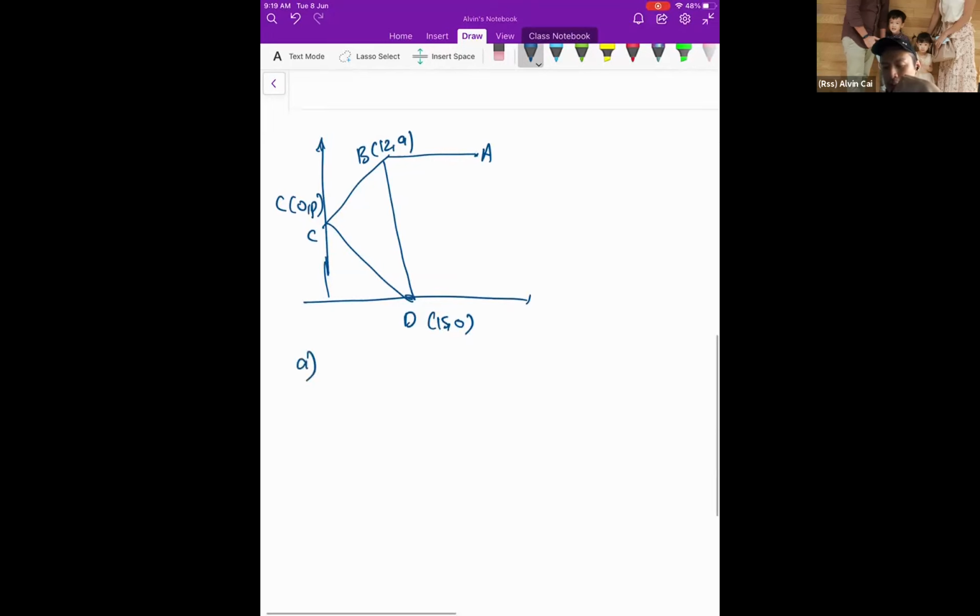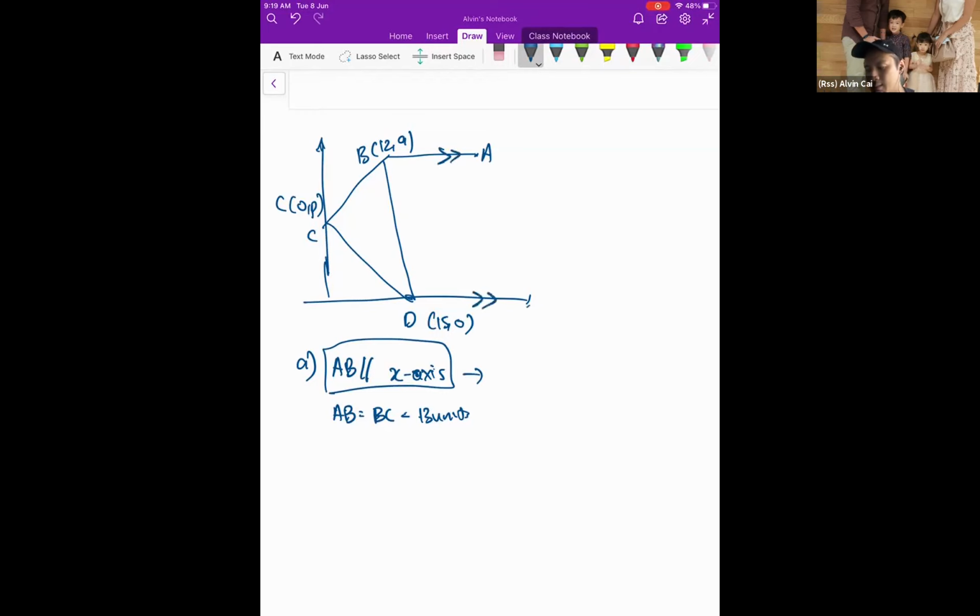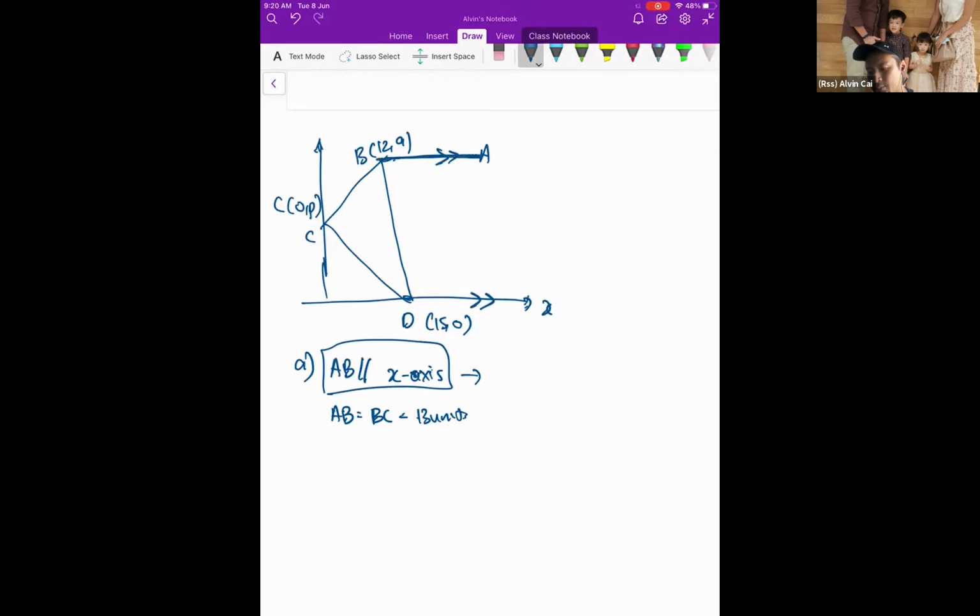Okay, so first question, they're asking us that AB is parallel to the x-axis. Okay, and AB is equal to BC equal to 13 units. Okay, so first thing we need to do is to find the coordinates of A. Since they mentioned these two lines are parallel to one another, this is parallel to the x-axis. So this is a horizontal line. When it's a horizontal line, the key thing over here is what value remains the same.